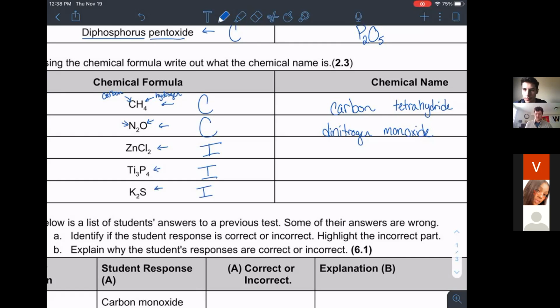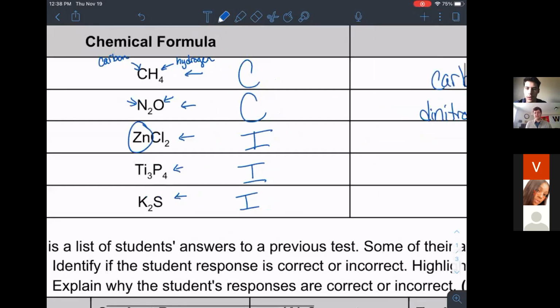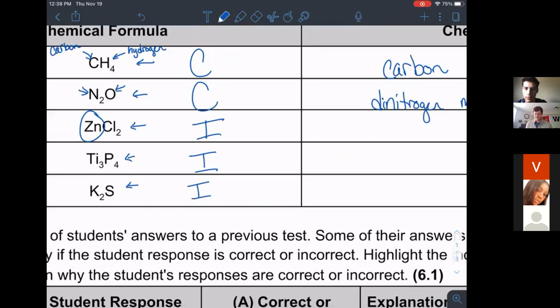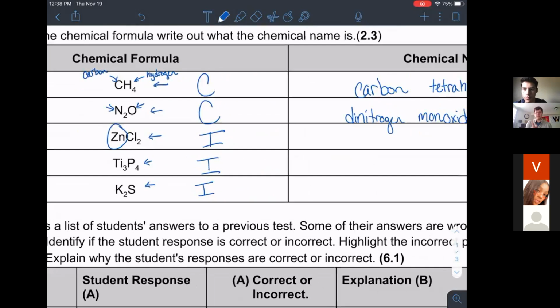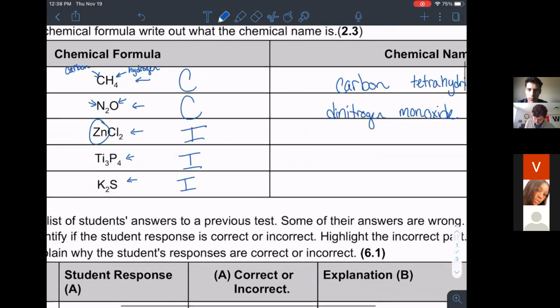No. So we're just going to take that metal, which is Zn. What's the metal for Zn? Copper. Careful, copper is Cu. What is Zn? Zinc. Wonderful. Zinc. And then, is it a transition metal?